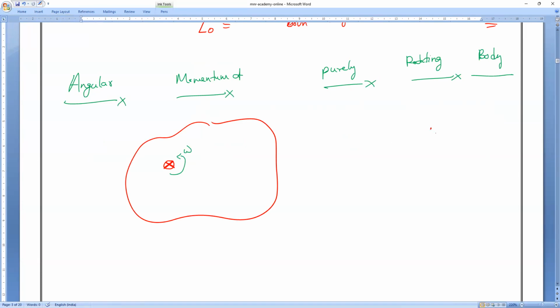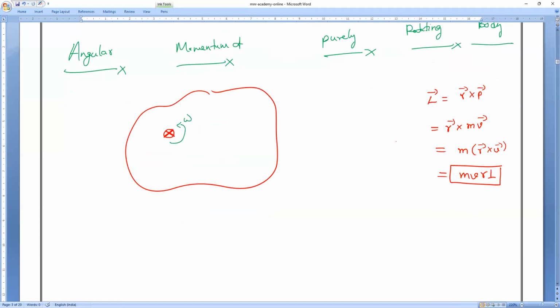Now we all know what the angular momentum formula is: L equals r cross p. Now p means linear momentum, that is m times v. Next, m into r cross v I will take. So r cross v means something. Anybody can tell me? r cross v means r perpendicular, r sin theta. So this we already know. Now, angular momentum of a purely rotating body.